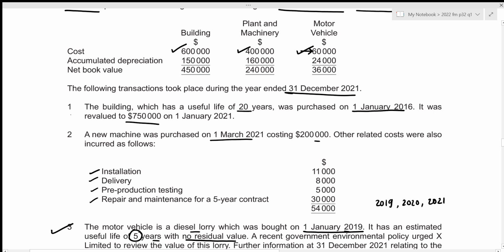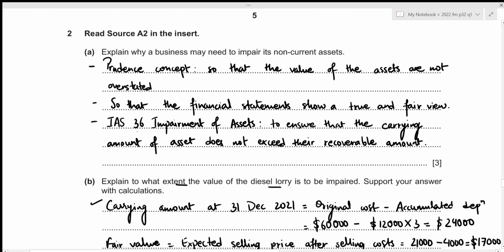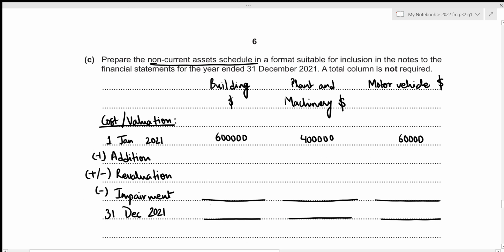Okay, so the first one, this deals with revaluation. All right, let's have a look at this. The building, which has a useful life of 20 years, was purchased on 1st January 2016, and it was revalued to 750,000 on 1st January 2021. This just means that now the total cost of the building should be 750,000 at the ending date. So let's write that down. That's going to be at the ending date.